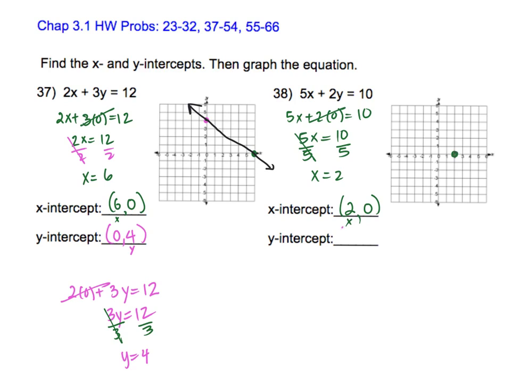And then for my y-intercept, that's when I'm plugging 0 for x and finding my y value. So again, take the equation, plug in 0 for x this time.